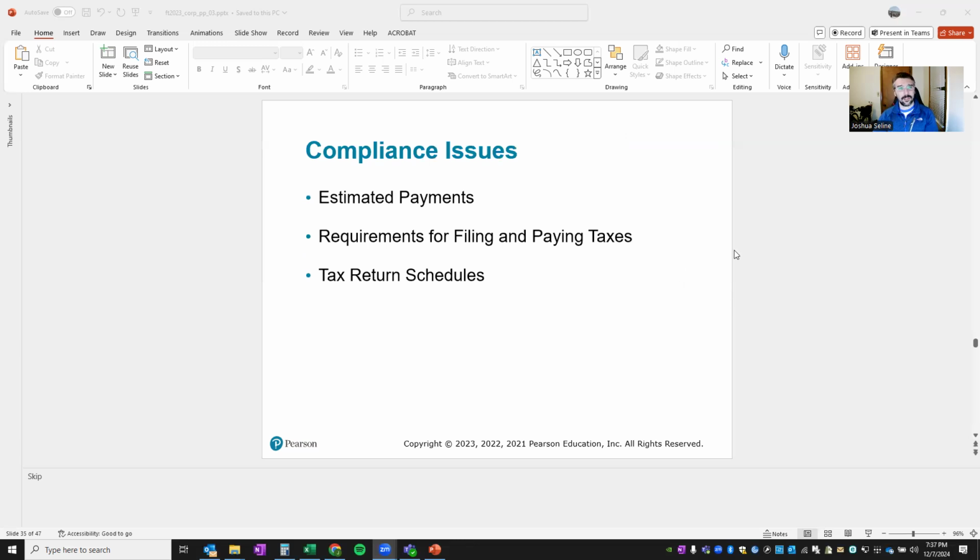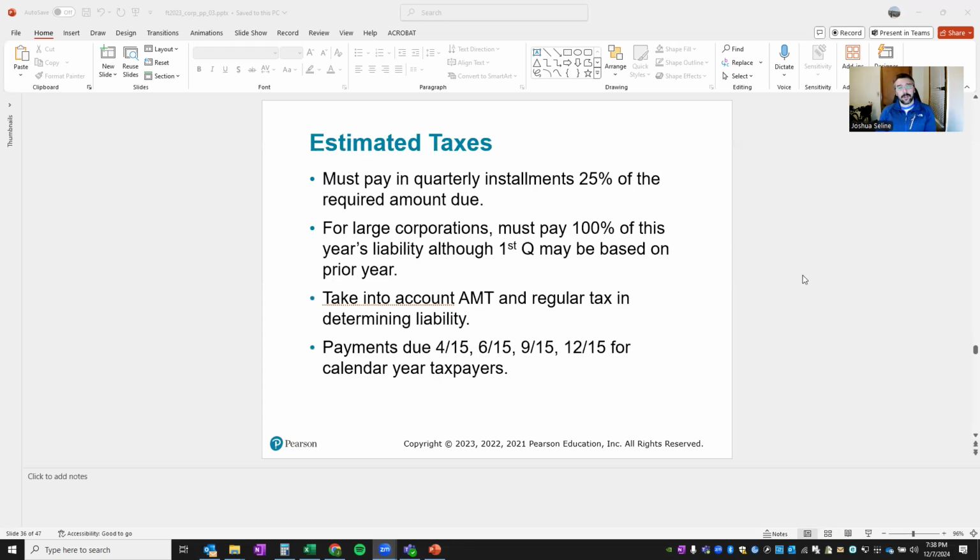We're going to get into compliance issues, estimated payments, requirements for filing and paying taxes, and tax return schedules. Estimated taxes, and again, we're talking C corporations, not individuals, must be paid in quarterly installments of 25% of the required amount due. For large corporations, they must pay 100% of this year's liability, although the first quarter is based on the prior year. That's because the first quarter kind of falls at a new time. Take into account AMT and regular tax and terminal liability, and payments are due on 4/15, 6/15, 9/15, and 12/15 for calendar year taxpayers.